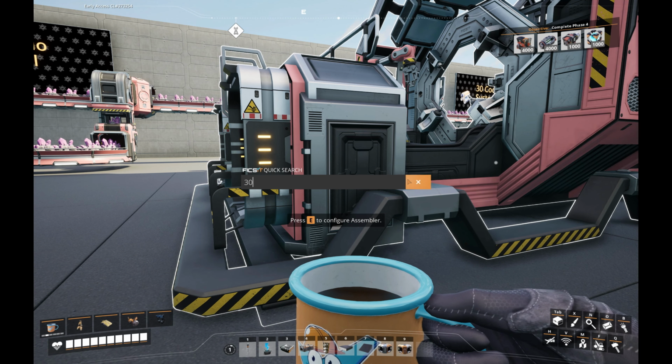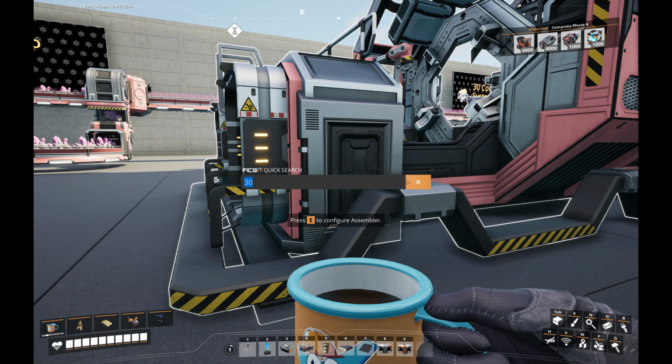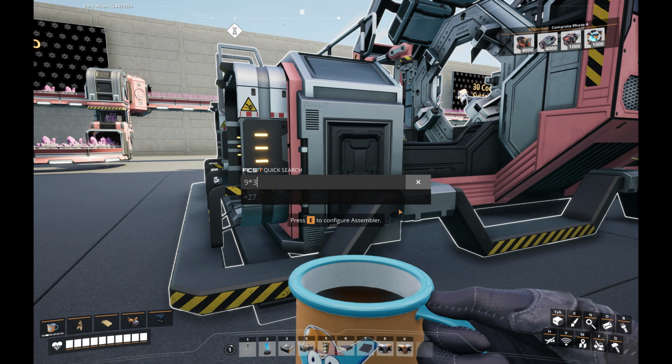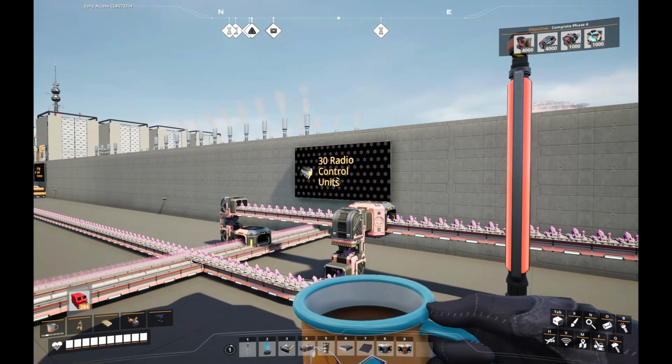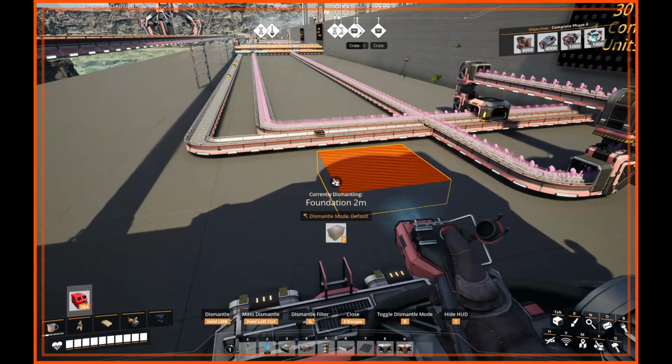Since I am producing 30 of each, I am planning to use 3 assemblers to use 27 radio control unit and 27 cooling system to make 9 supercomputers per minute. I don't know if that quantity is enough or not, but let's see in the future.